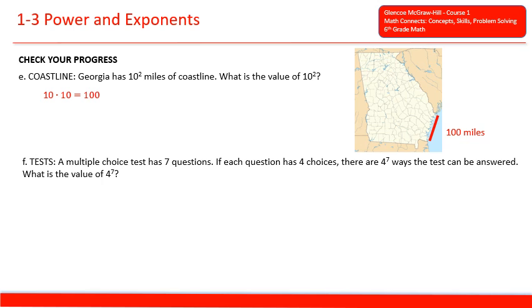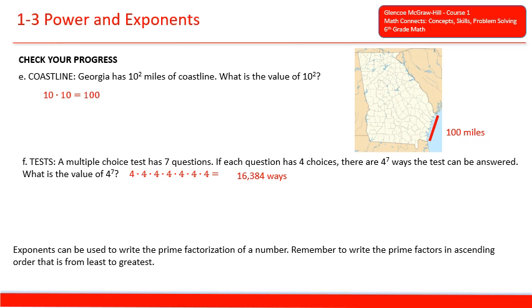Tests. A multiple choice test has 7 questions. If each question has 4 choices, there are 4 to the 7th power ways the test can be answered. What is the value of 4 to the 7th? So how are we going to figure that out? We're going to multiply 4 times itself 7 times, and that's going to be 16,384 ways. And no, I can't do that very quickly in my head. So if you want to check the calculator, go ahead.